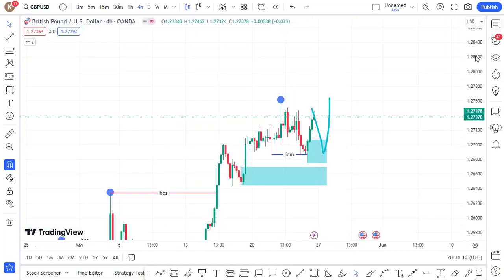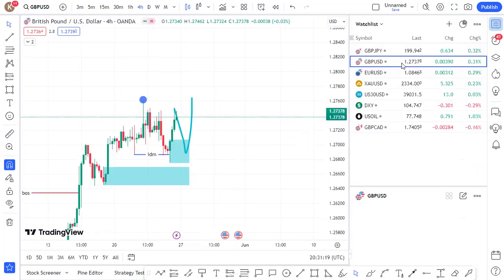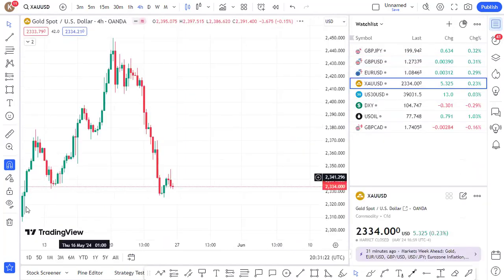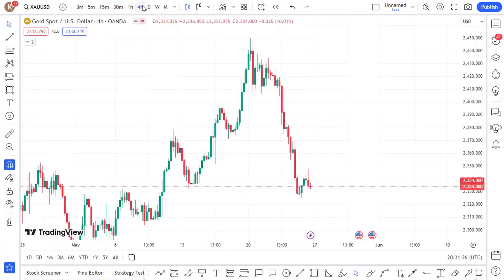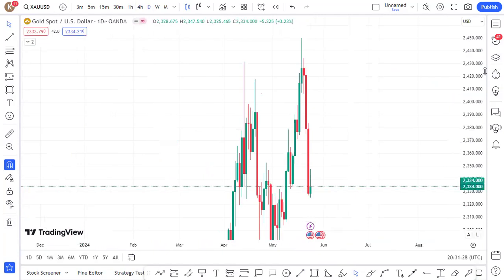Now, another pair that people trade the most, let's see. Which other pair can we talk about? The next pair I want to look at, let's say gold, right? Gold also is a pair that people trade the most. So when you look at gold, use the daily time frame. You want to see what is happening with the gold.